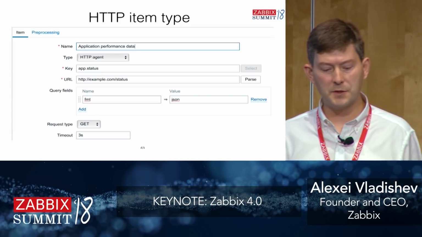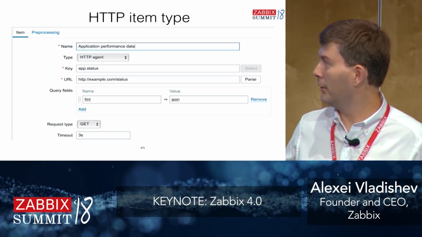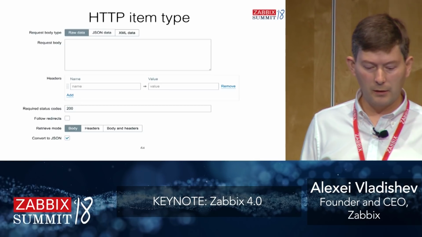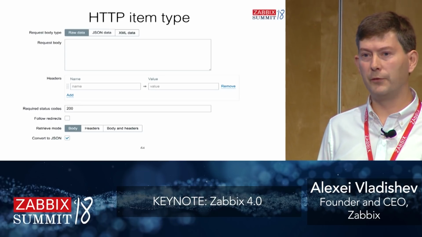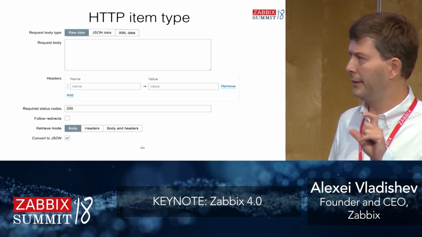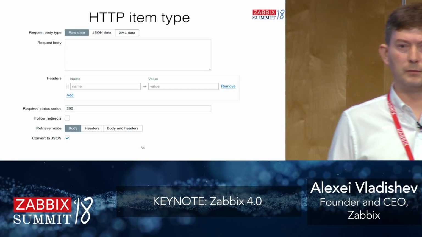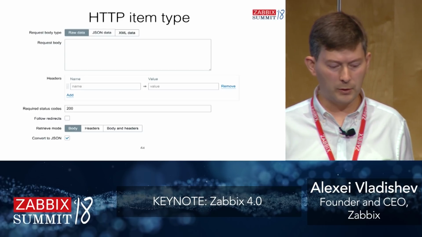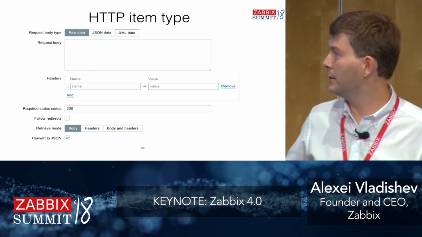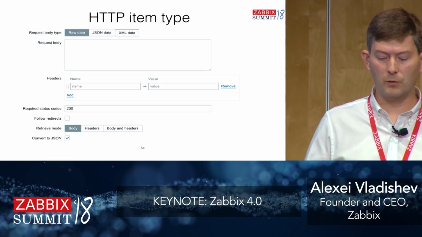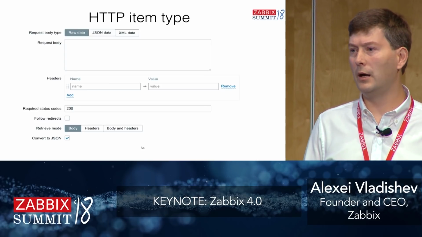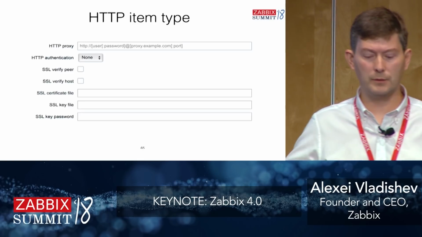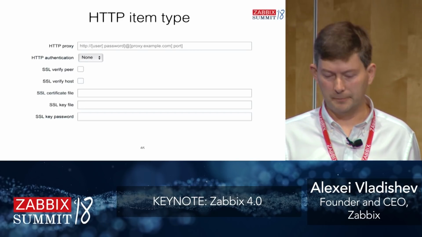You specify the URL and the query fields, and you may choose the request type and the timeout at the per-item level. You specify the request body type: it can be raw data, JSON, or XML. You have total control of headers. So for example, if you have some tokens for authentication, you may put them into a header, no problem at all. You specify the required status code, whether to follow redirects, and whether to retrieve body, headers, or both. It's all under your absolute control. We also support HTTP proxies, and all the certificates can be configured as well.